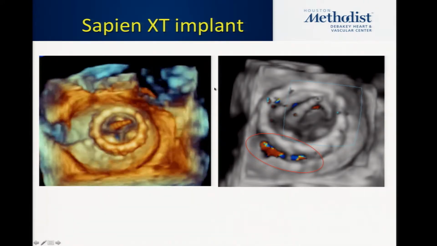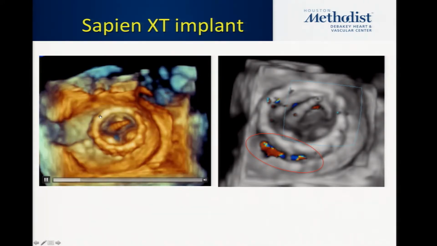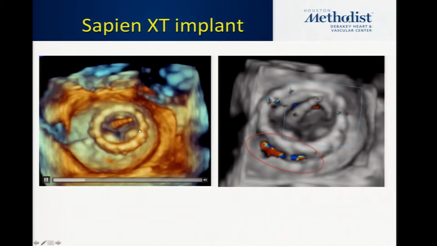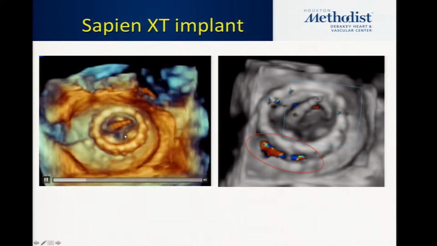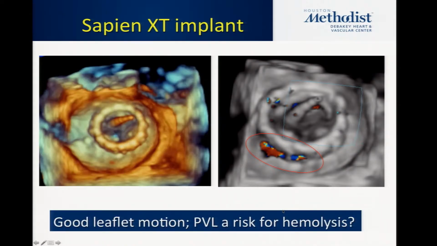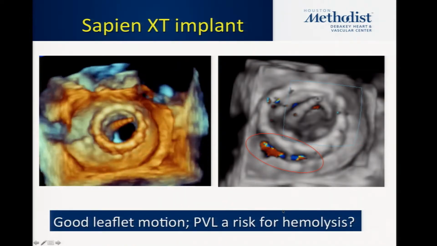So the procedure was done transeptal. This is a Sapien, so the same valve that we use for the aortic position. Now we'll just turn it upside down and stick it in the mitral. Immediately, this balloon expanded. Immediately afterwards, there was some PVL. See here on 3D. The valve diastolic function was good, systolic function was good, but the question is, is that amount of PVL a risk for hemolysis?